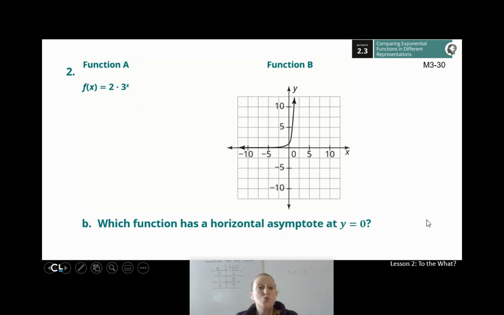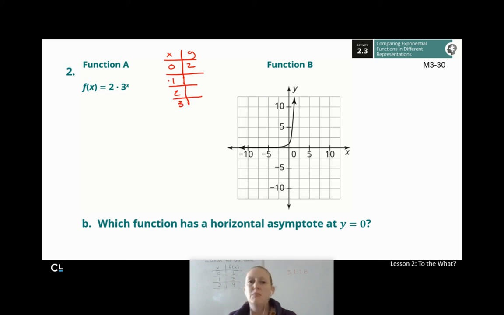Horizontal asymptote. Ooh, well, you don't have to do this, but if you wanted to make a little table, I know if I plug in a 0, I get 2, right? We know that the pattern is that we're multiplying by 3. So I'm just going to put a few points in here to help me see what's going on. 2 times 3 is 6, times 3 is 18, times 3 is 54. You know what, though? That's going bigger. That doesn't tell me where it's going as far as the horizontal asymptote goes. So maybe, hang on, maybe I'm going to work my way backwards.